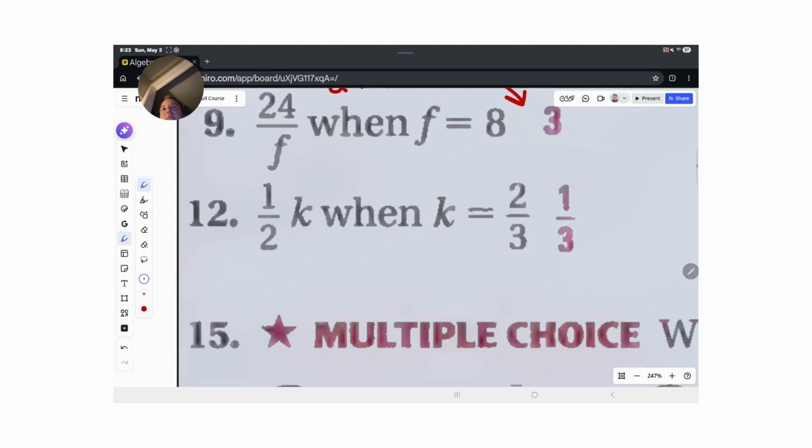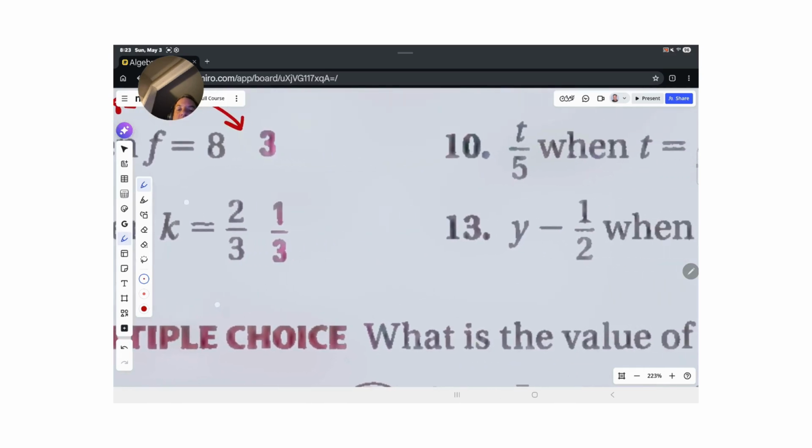All right, problem 12. 1/2 k when k is equal to 2/3. Here we'll continue practicing, but we're multiplying fractions. So let's multiply those fractions. 1 over 2 times 2 over 3.